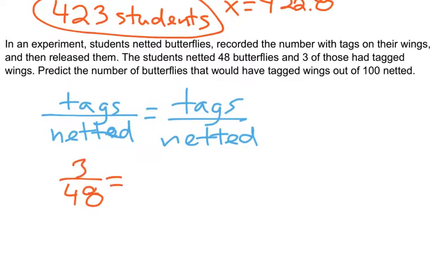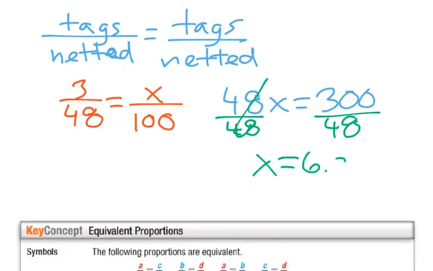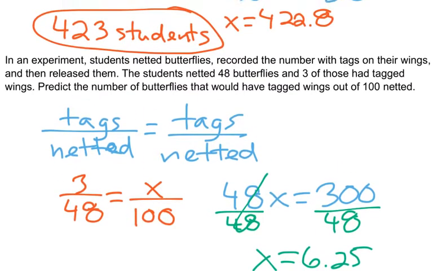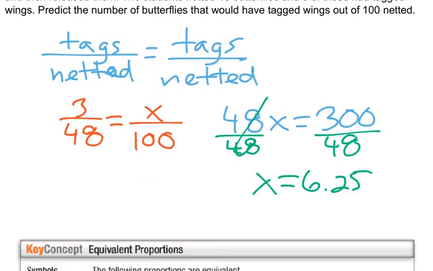So in the experiment, they netted 48, so that goes on the bottom, and 3 of them had tags. Predict the number of butterflies that would have tagged wings out of 100 netted. So again, 100 netted on the bottom. What we're trying to figure out is how many would have tags. So here we cross multiply. So you get 48x is equal to 3 times 100, which is 300. And then you divide. So 300 divided by 48 gives us 6.25. So about 6 of them, just a little over 6, would have tagged wings based on this prediction.